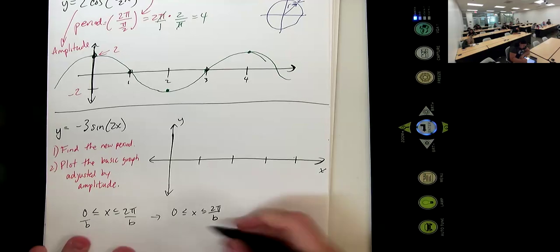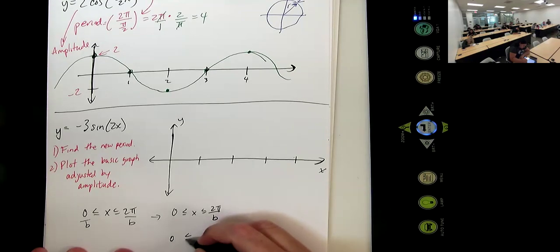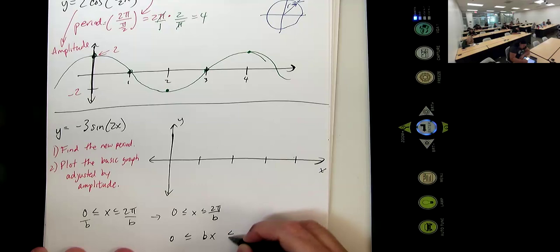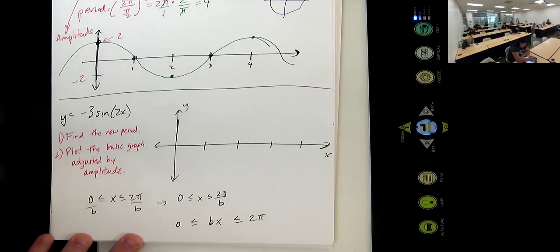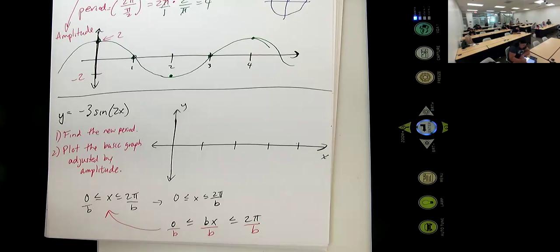That actually is a good way to show where it's coming from. 0 is less than or equal to bx is less than or equal to 2 pi. And when you solve for x, you divide by b. That's actually an easier way of showing where the period comes from. I try to show by example what values it's got to be.